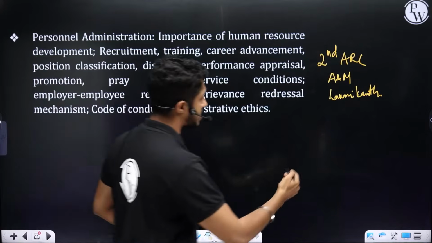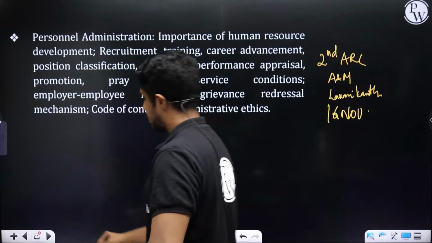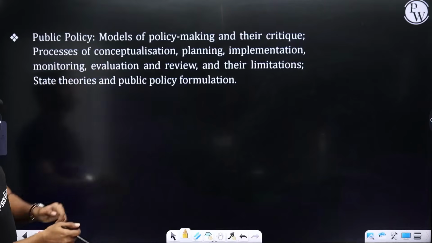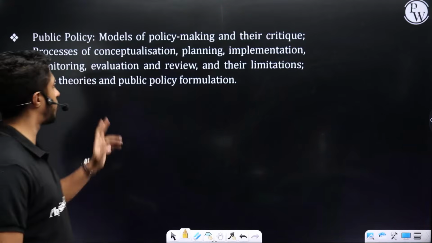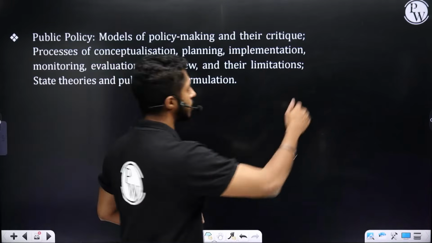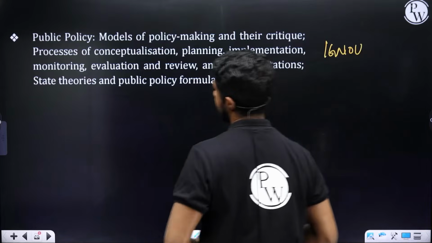Yes, some topics are actually even available in IGNOU materials also. Public policy, models of policy making and their critique, processes of conceptualization, planning, implementation, monitoring, evaluation, review, limitation, state theories and public policy formulation. You may directly go for IGNOU materials here. More than sufficient.